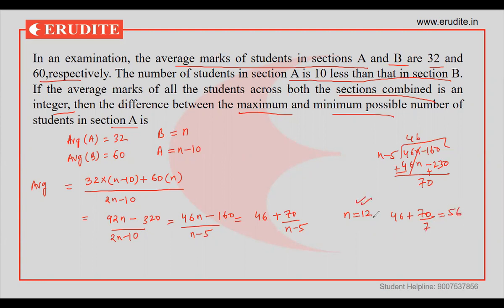Now for the maximum value, I can take n as 75. If I'm taking 75, guys, this will be 46 plus 70 upon 75 minus 5, which is 70. It is coming 47. So this is the maximum value, and that was the minimum value. Then n minus 10 minimum value will be 2, and the maximum value will be 65. So their difference will be 65 minus 2, which is 63. So this is our answer. I hope it is clear to everyone. Thank you.